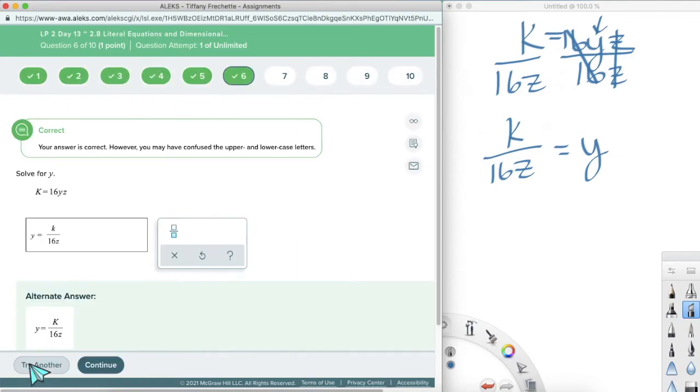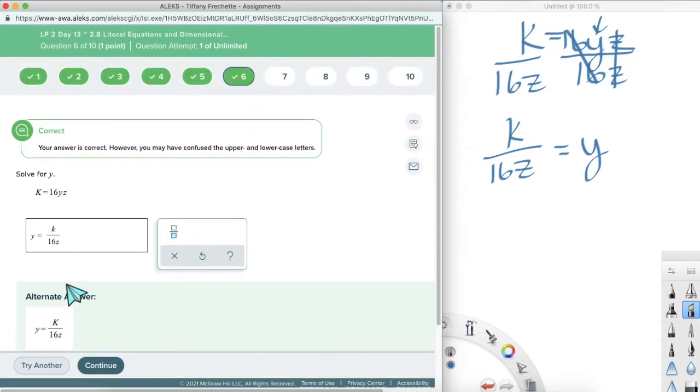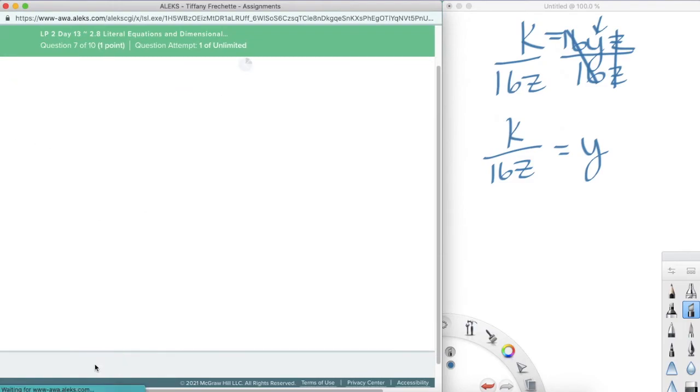So it gave it to me, but it's giving me that warning. You're correct. However, you may have confused the upper and lowercase letters. So it's definitely giving me that warning, the same one I've been giving you. Be careful, because once we get into using formulas, uppercase and lowercase do matter, because they might represent different things. So it did let me put it in, at least. It just didn't like it. It warned me against it.